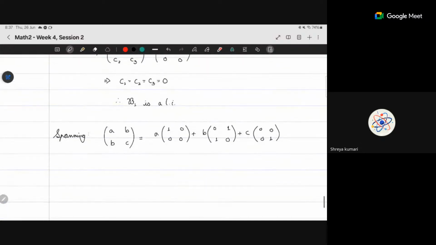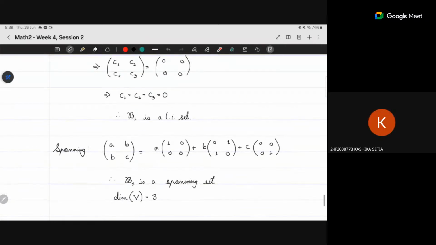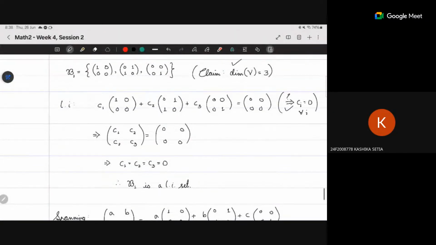So we have successfully established that this is a spanning set because we can express any arbitrary element as a linear combination of the given three elements. Therefore, B1 is a spanning set. So what is the dimension of V? 3. Yes, we have a three element set. So this claim is actually justified.